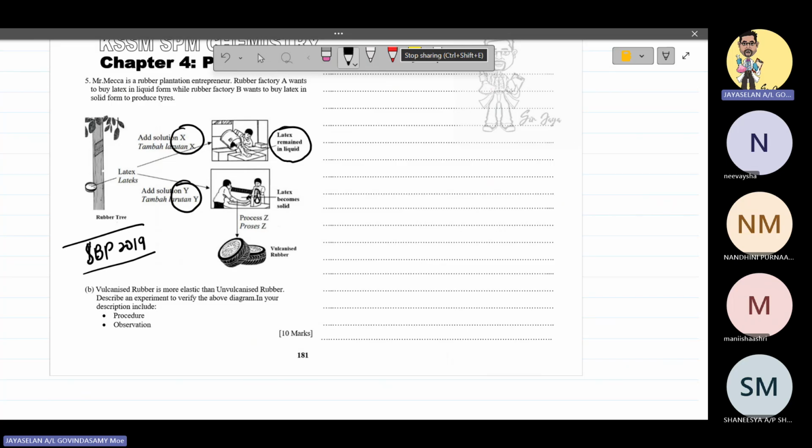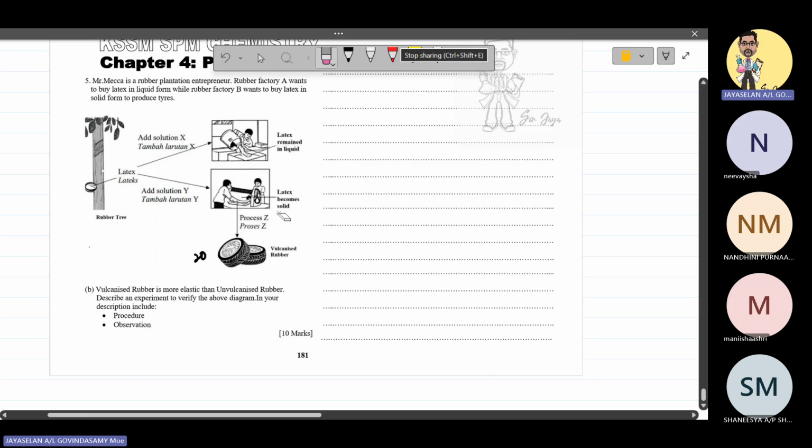2019 paper. Okay, SPB 2019 paper. Then the same question came out in Pahang 2020 paper. You go and look for the 2020 paper, so it can come out too. Okay, we try to do this question together.